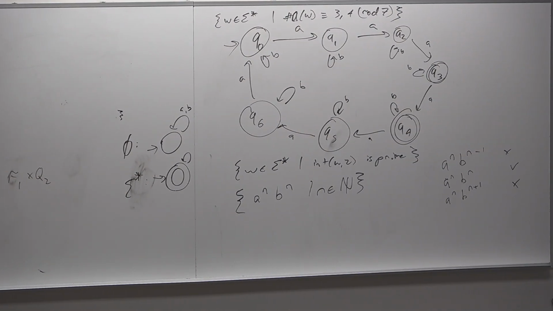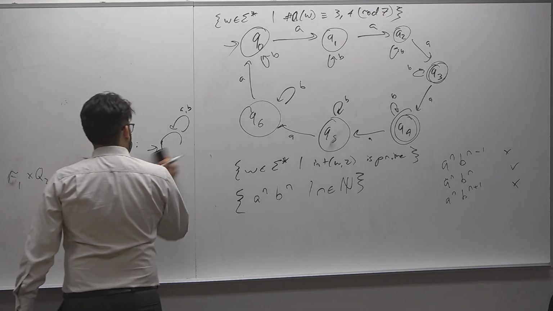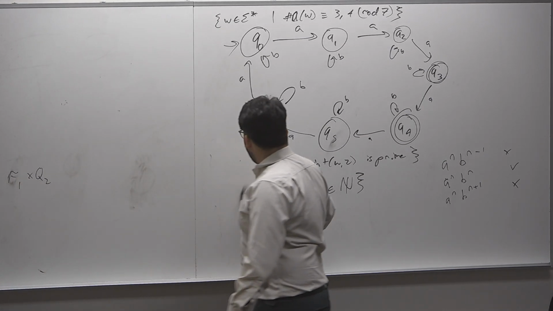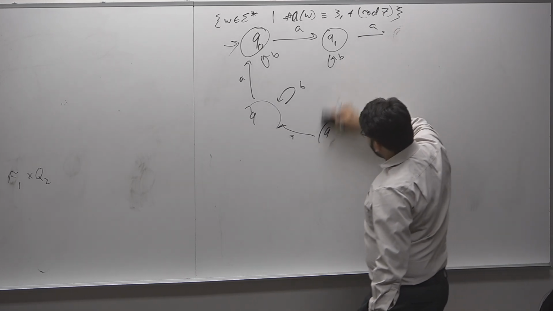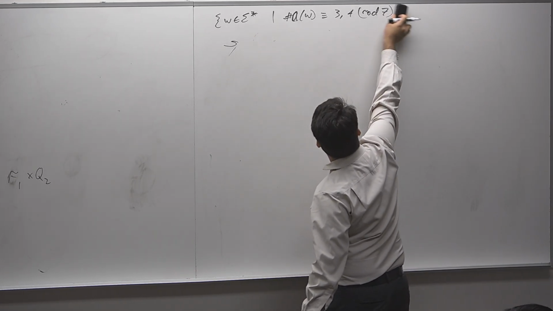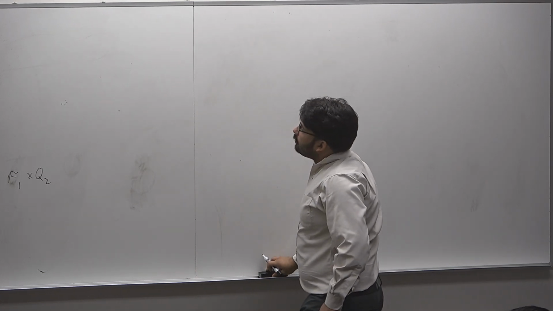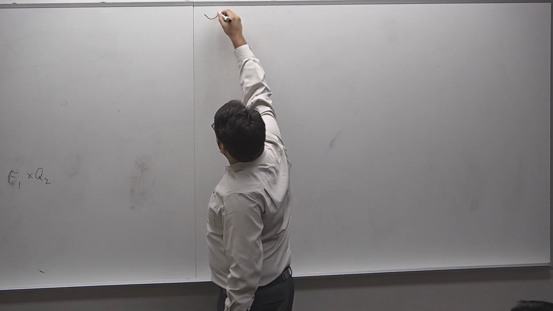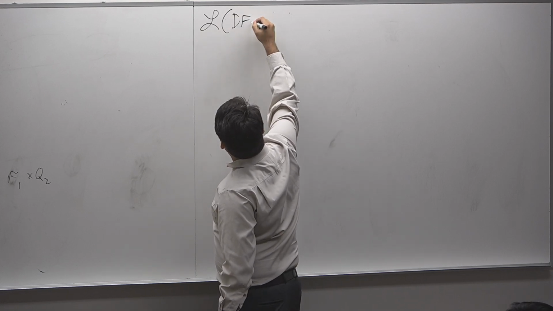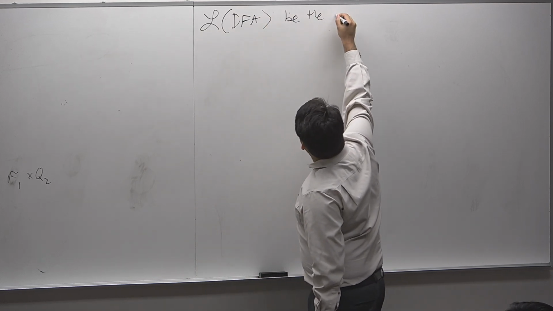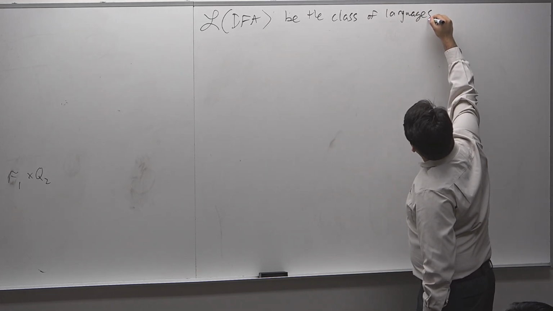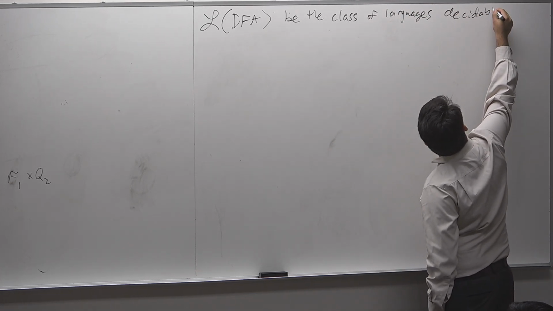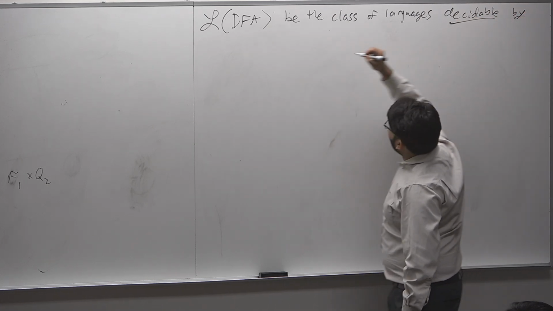I have exactly one last sentence, and then we can go. It's just a definition. So we now have DFAs. We want to concern ourselves with what the power of DFAs are, right? So we use this curly L, and we say L_DFA, the class of languages decidable by DFAs.